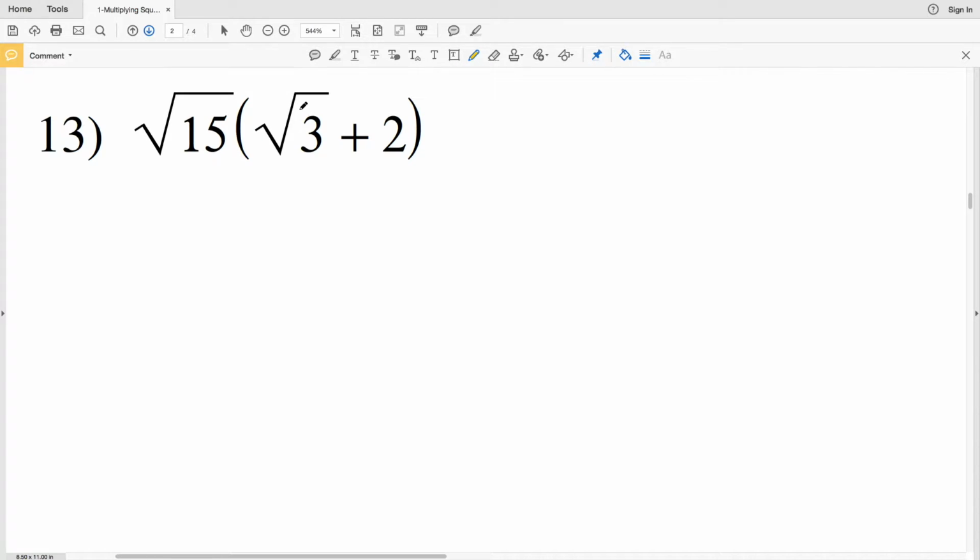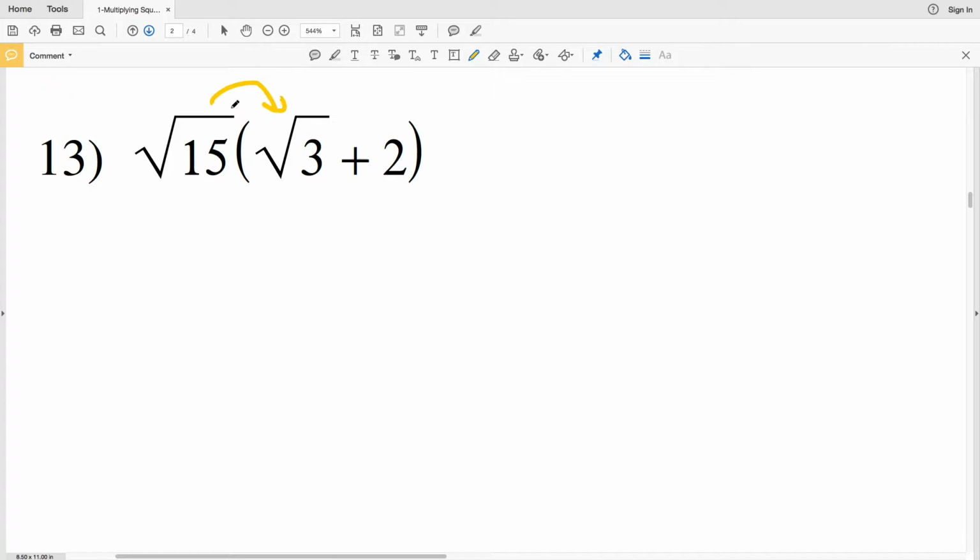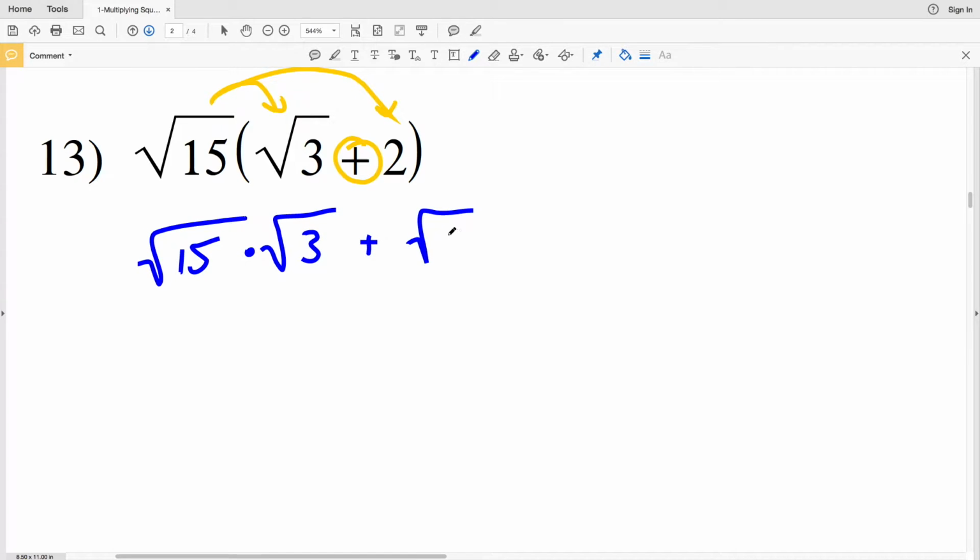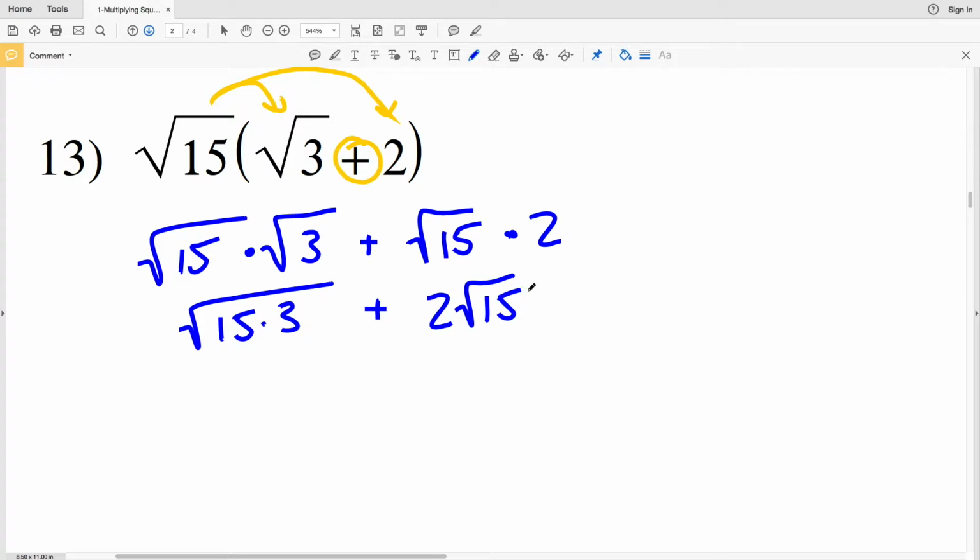And number 13, we're going to start with distribution. So we're going to distribute the square root of 15 to the square root of 3, and we're going to distribute it to the whole number 2 with addition in between. So we have the square root of 15 times the square root of 3 plus the square root of 15 times 2. I can rewrite the square root of 15 times the square root of 3 to be the square root of 15 times 3, making sure both the 15 and 3 are within the square root, and then I can add, rearranging this, 2 times the square root of 15.